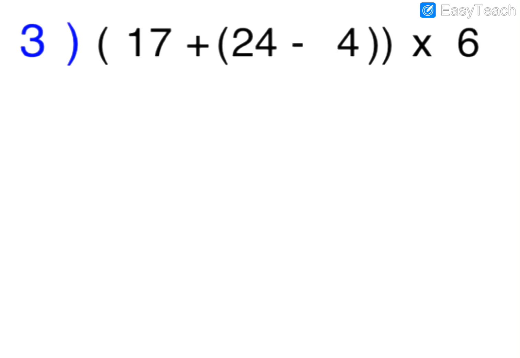Okay, so it looks again as if we have two sets of parentheses. We have this big one, and then it seems like we have a small set on the inside. And so the first set of parentheses that we need to work would be the small one since they're on the inside. So 24 minus 4 would be the first thing that you would work. 24 minus 4 is 20.